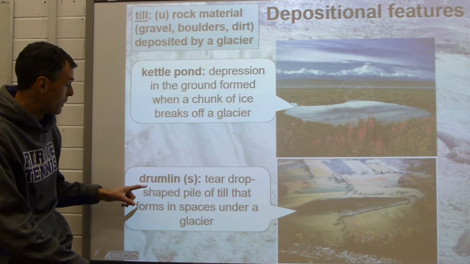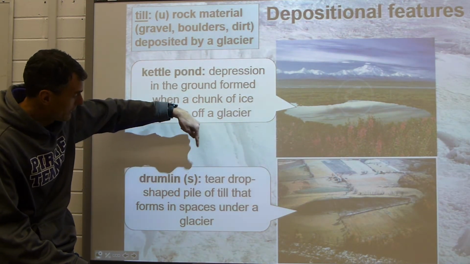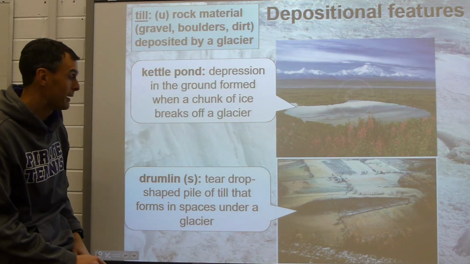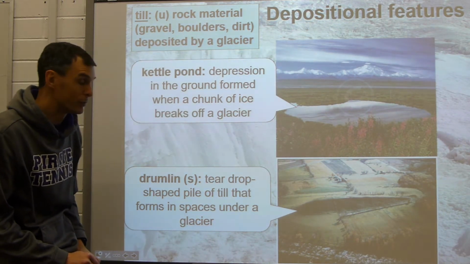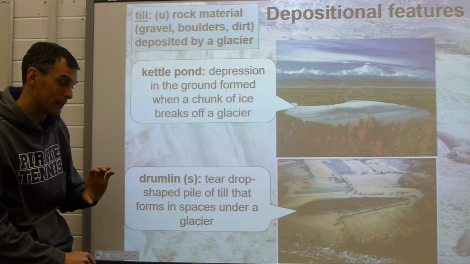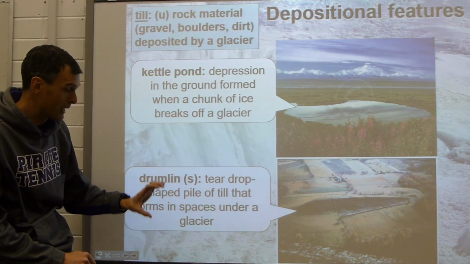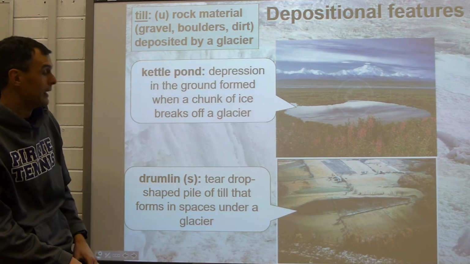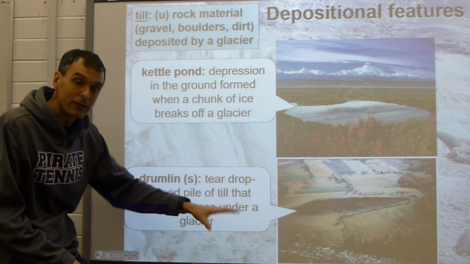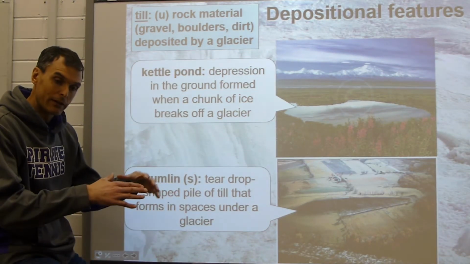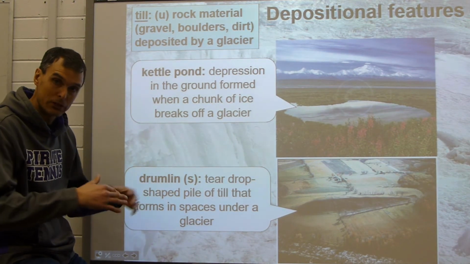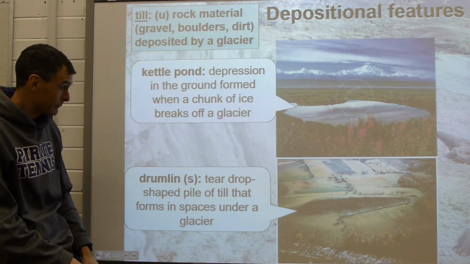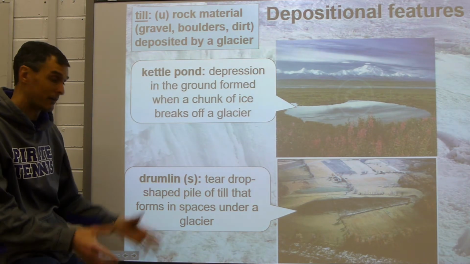Another example is a drumlin. Now drumlin has an S here. The S means it's sorted. That means it doesn't look like the floor of your room. It means that there's large objects, large rocks at the bottom, then medium-sized, then smaller and smaller and tiny, so it gets sorted. And these form underneath the glacier. Water is flowing under there. It carves out this teardrop-shaped mound that is left behind after the glacier retreats.